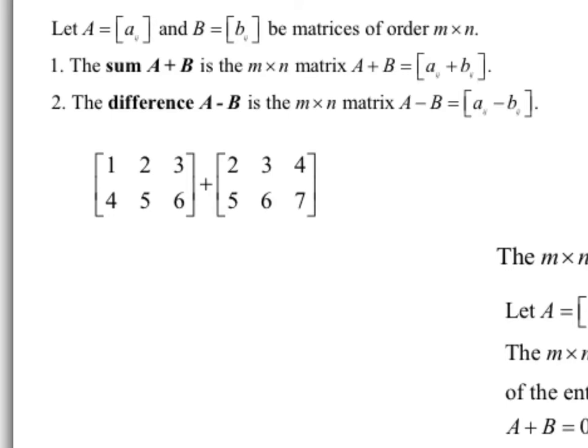So, let A be aij, let B be bij, be matrices of orders m by n. The sum A plus B, you add the aij plus the bij, so watch what happens here. Sum and difference. So, it says add. So watch what I do.